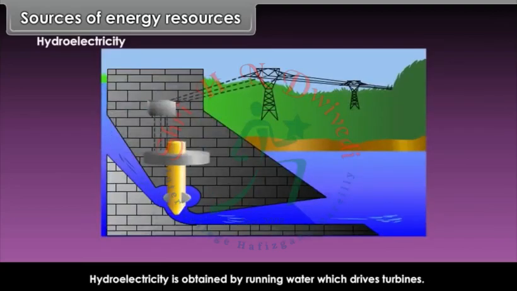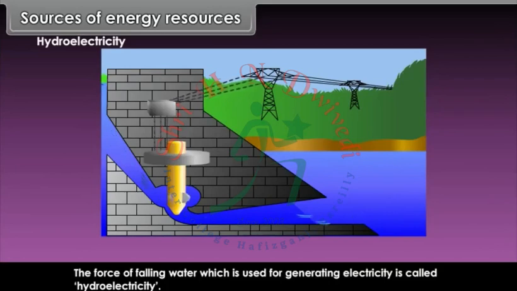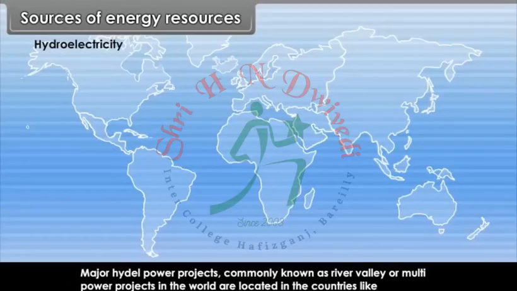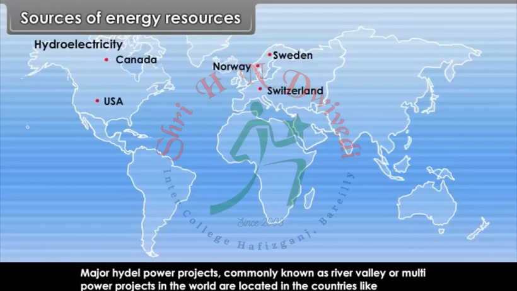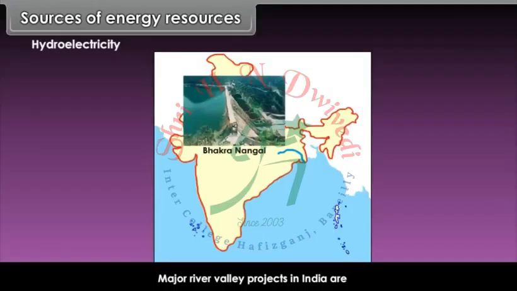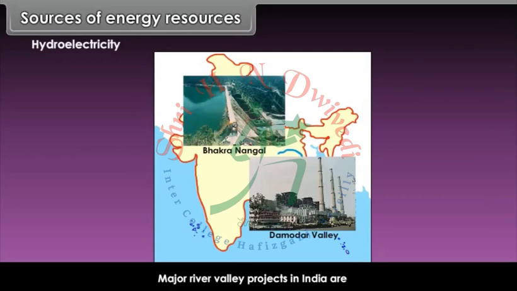Hydroelectricity. Hydroelectricity is obtained by running water which drives turbines. The force of falling water, which is used for generating electricity, is called hydroelectricity. Major hydel power projects, commonly known as river valley or multi-power projects in the world, are located in countries like Sweden, Norway, Switzerland, Canada and the USA. Major river valley projects in India are Bhakra Nangal, Damodar Valley Corporation, which produce hydroelectricity.